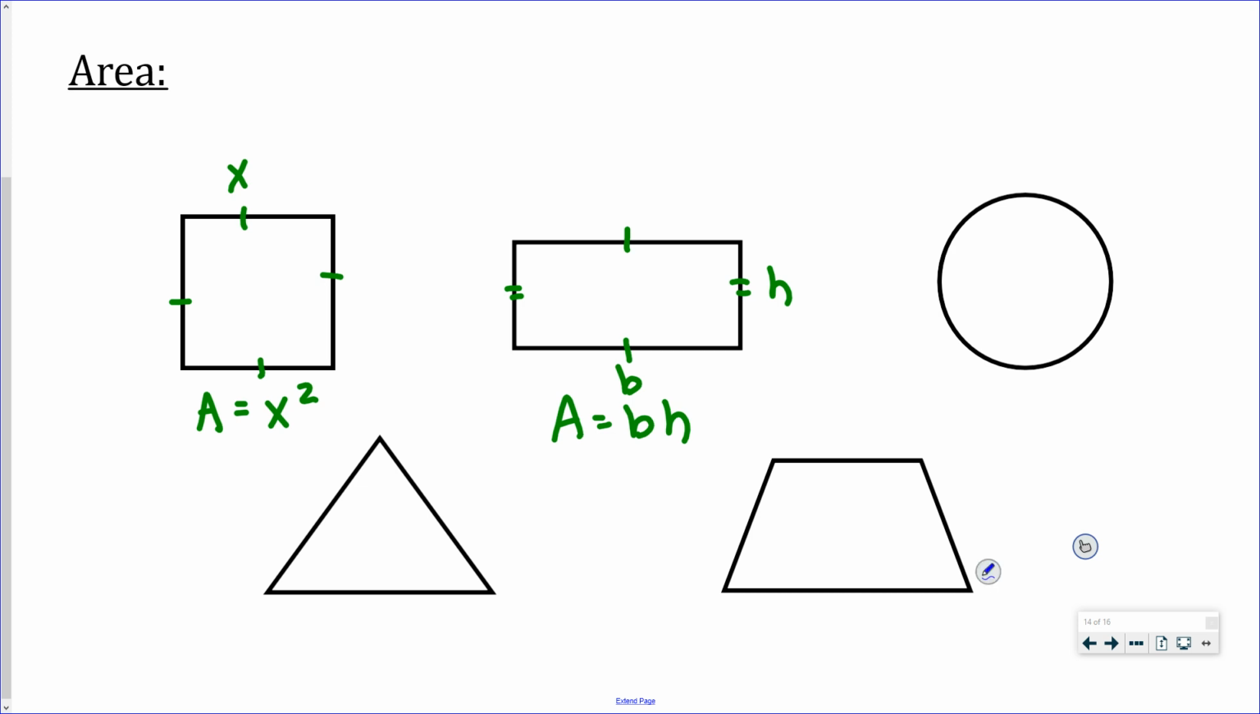All right, you guys remember the area of a circle? Pi r squared. Nice. R standing for the radius, so go ahead and just draw a little radii in there. Pi times your radius squared.